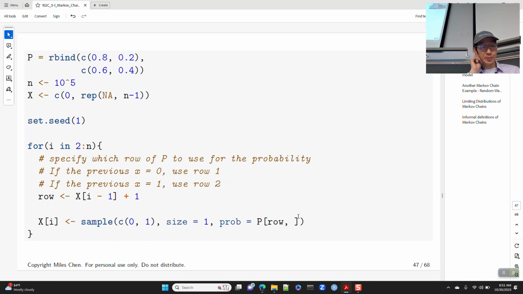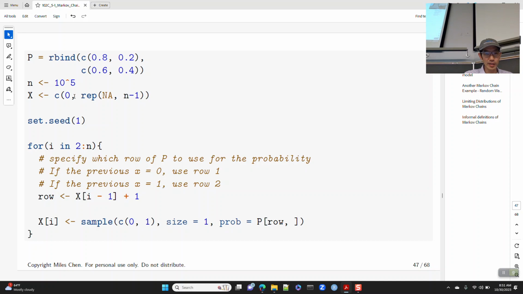Here's the code, all right? So here I have this matrix. First row is 0.8, 0.2. Second row is 0.6, 0.4. R's default is to fill in the matrix column-wise, which can be annoying when you're trying to do something. So the trick is to use rbind, which will bind rows, and you can just write out the vectors of what each row is. Okay. I guess here I said I want 100,000 of these things.